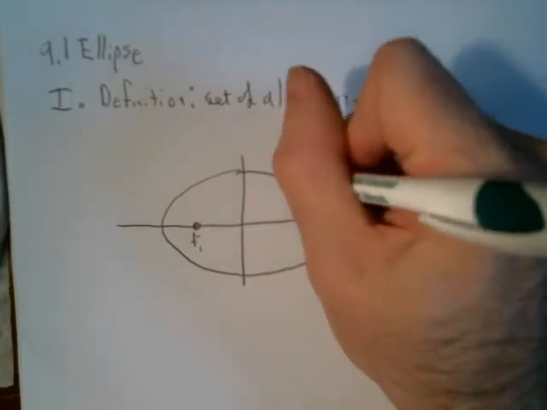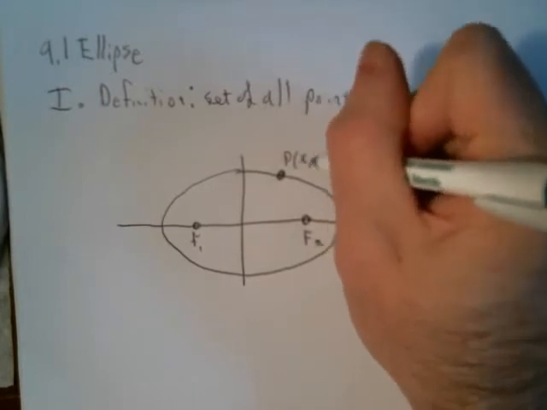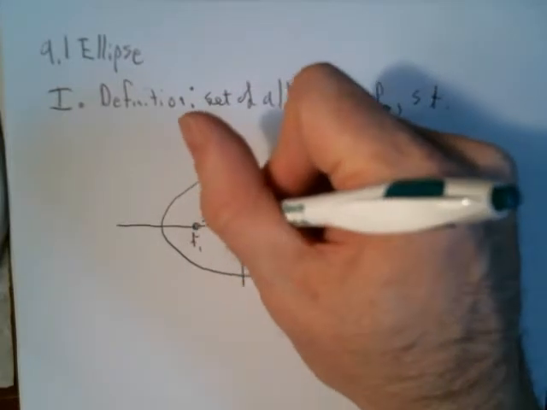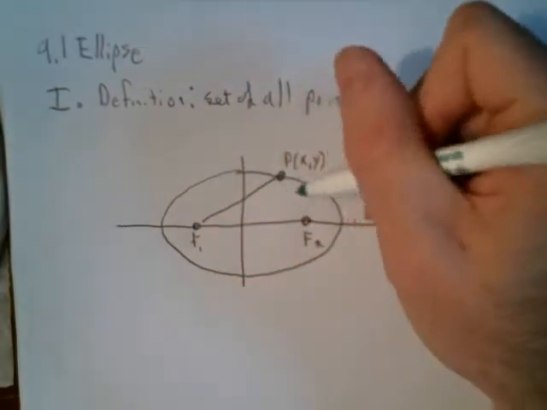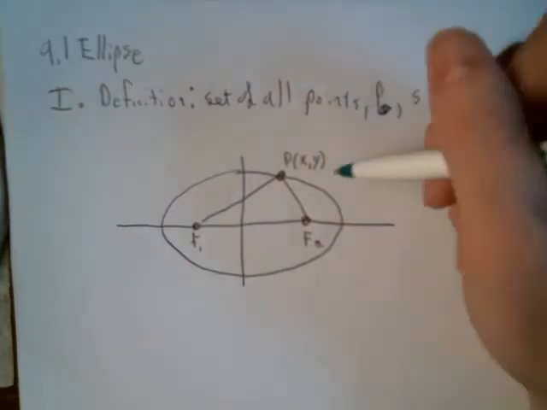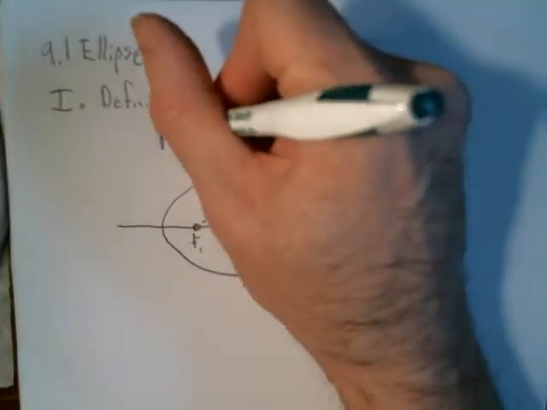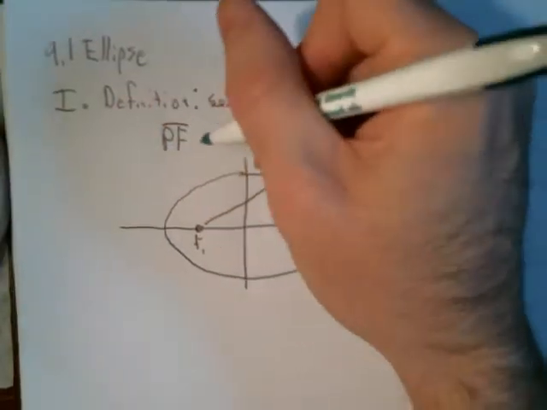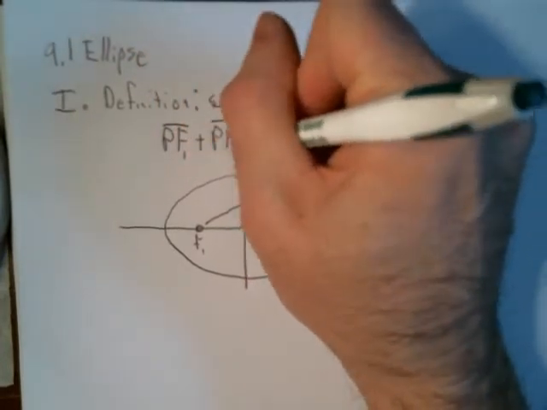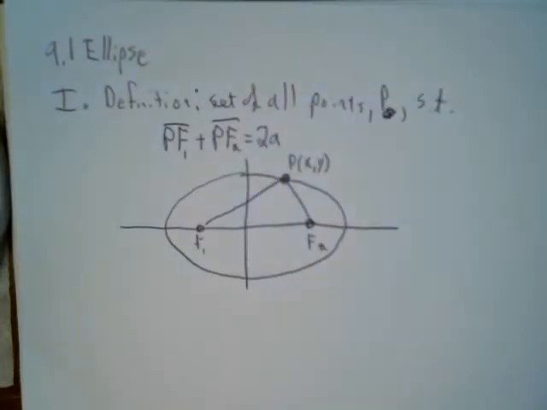The ellipse is a set of all points x comma y. So here's this point P I was talking about. Set of all points x comma y such that the distance from this point to the first focus plus the distance from this point to the second focus is equal to a fixed constant. Okay, so algebraically writing that, we'll have the distance from P to focus 1 plus the distance from P to focus 2 is equal to some fixed constant, and the fixed constant is actually 2 times a.